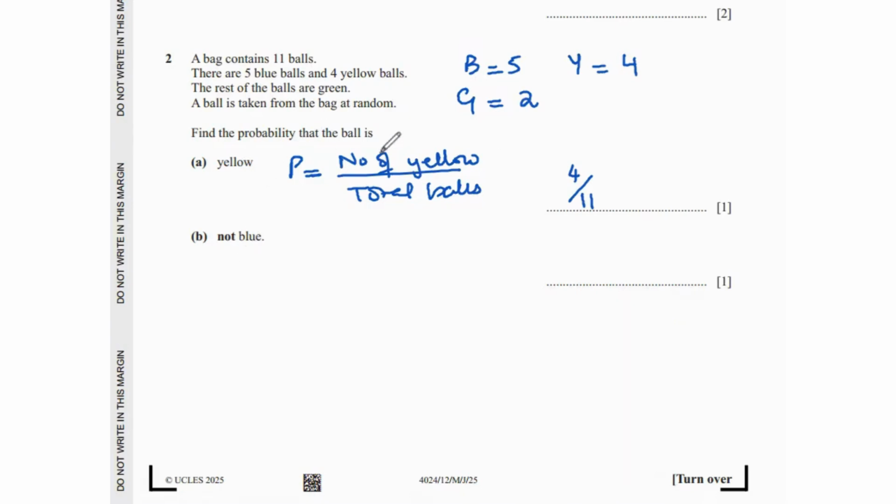Then it says the probability of not blue. So that means it can either be green or yellow. So that's 4 plus 2 over 11. So 6 out of 11 is the probability of the ball not being blue.